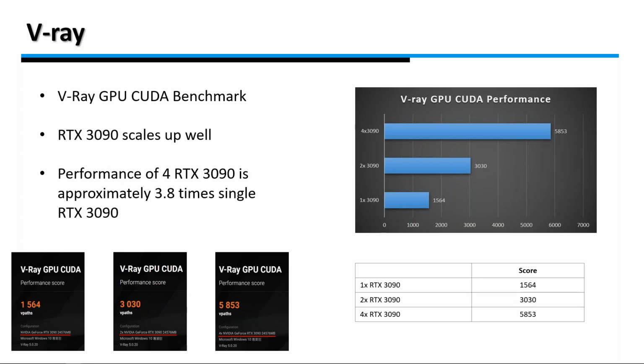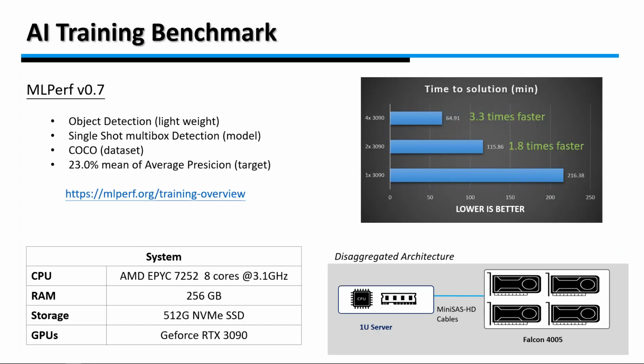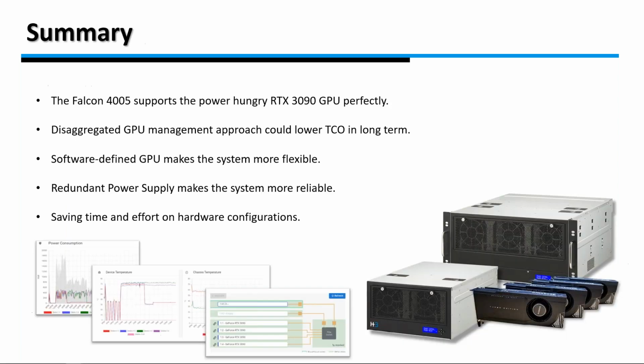The second testing is the MLPerf 0.7 SSD. The 4 RTX is 3.3 times a single RTX 3090. What are the key benefits of using the Falcon chassis with GPU solutions? There are 4 key benefits: lower total cost of ownership, flexibility, reliability, and efficiency.